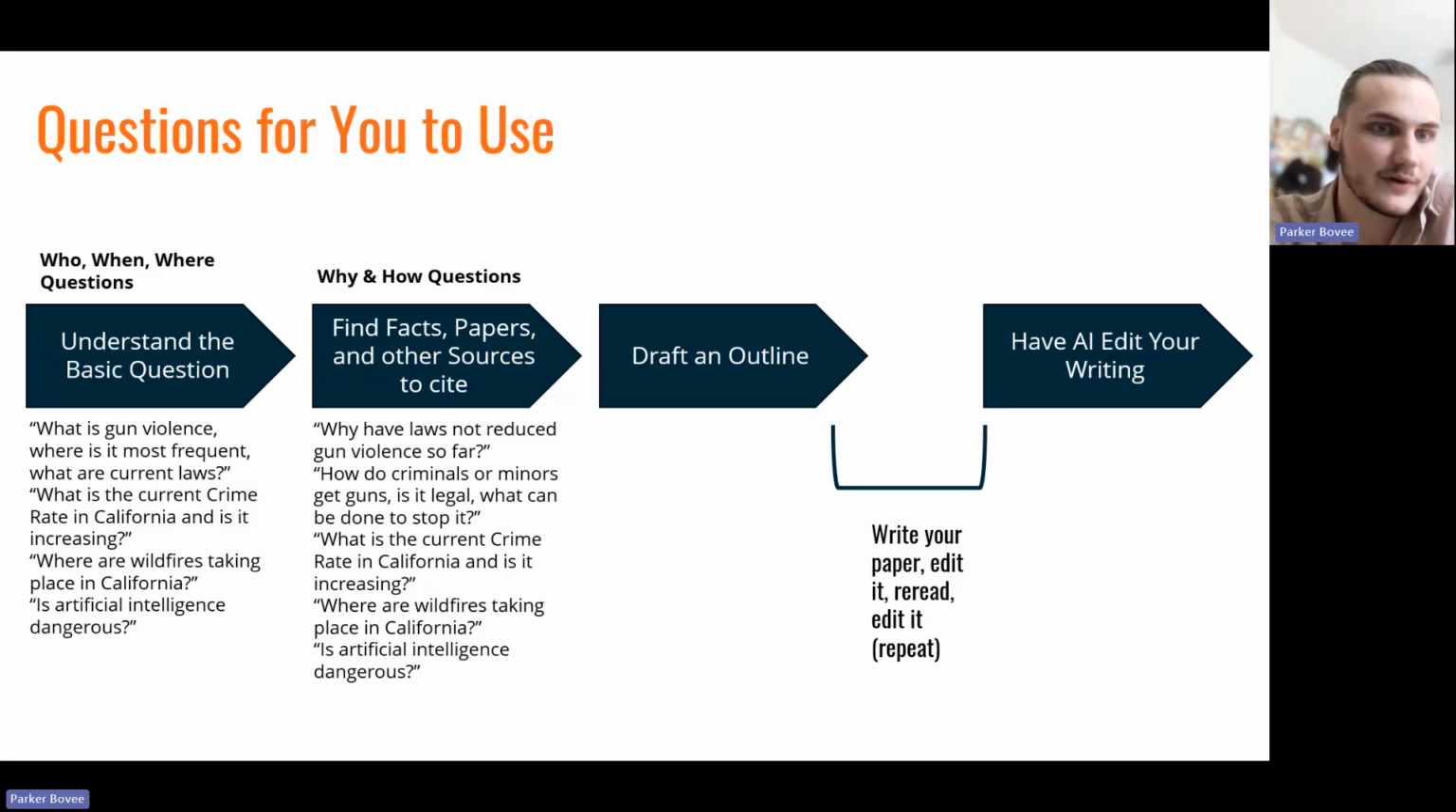You can keep getting specific. How do criminals or minors get guns? Is it legal? And what can be done to stop it? Again, now you're asking it to do a couple things, and this is not a bad thing either. You're asking it, how do these people get guns? Is this even legal? Where is it legal?